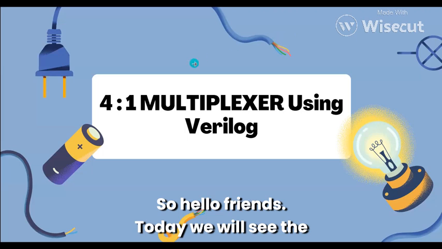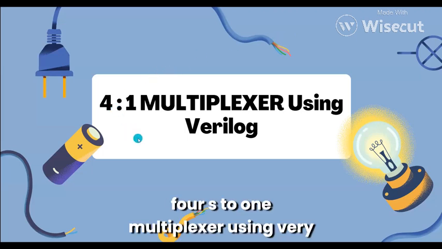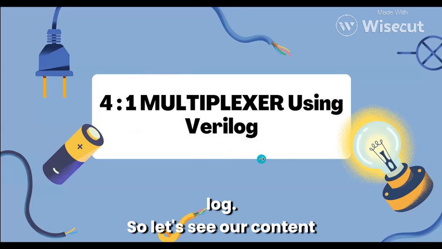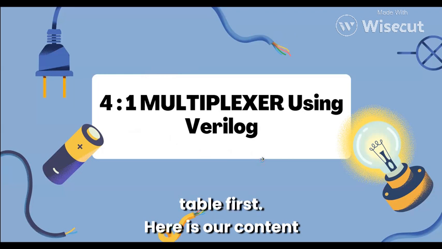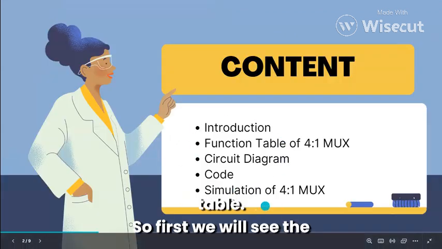So hello friends, today we will see the 4:1 multiplexer using Verilog. So let's see our content table first. Here is our content table.